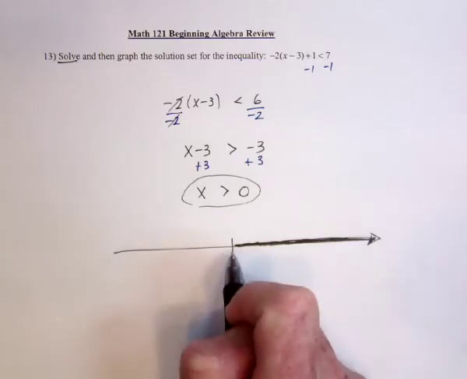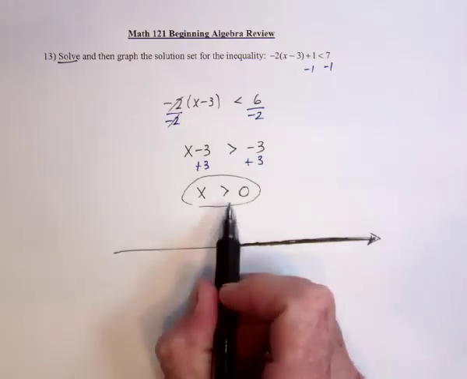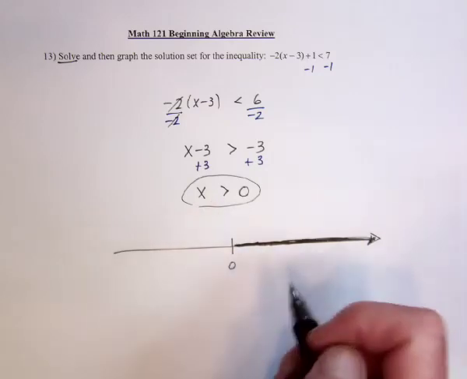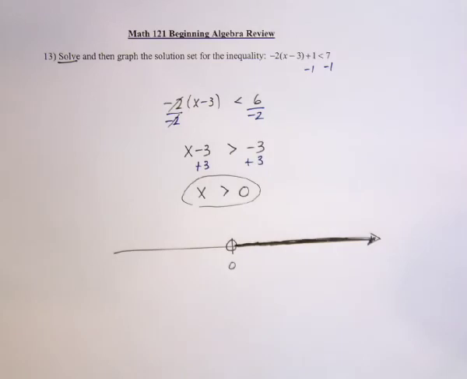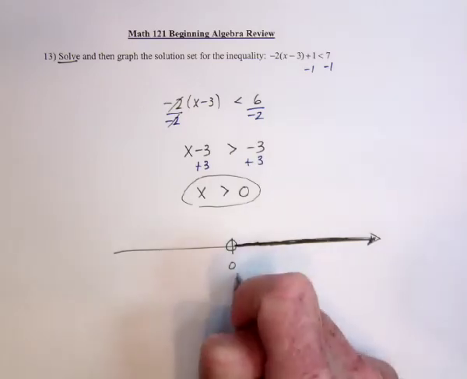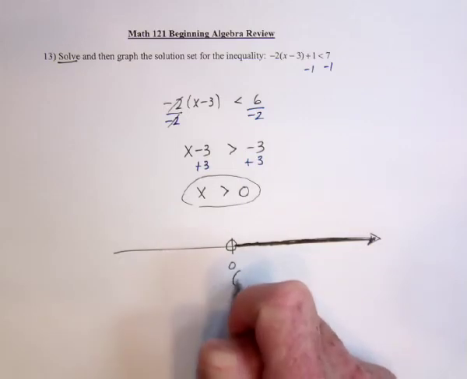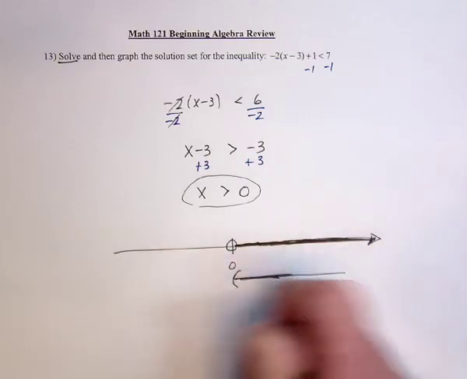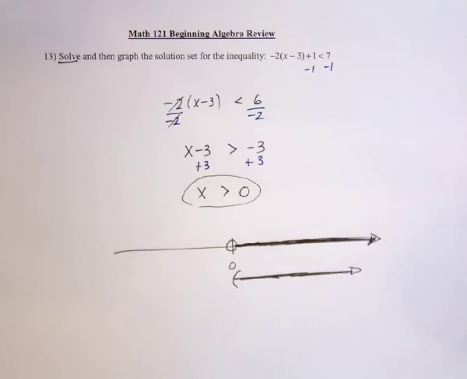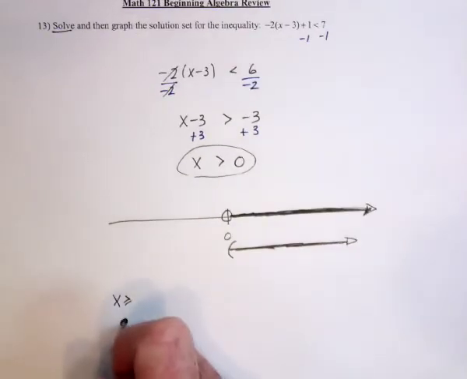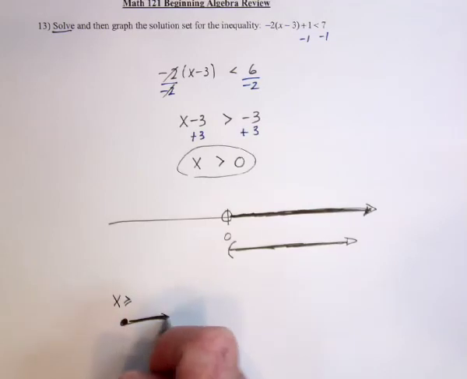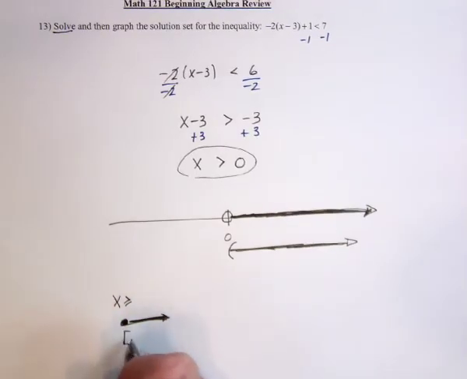Then, what do I put here? Well, because this doesn't have an equals, there's 2 ways to do it. One is you put an open circle, or you use a parenthesis, and then the shading would go like this. If it would have said x is bigger than or equal, then I would have either used a closed circle and then the shading, or I would have used a square bracket.